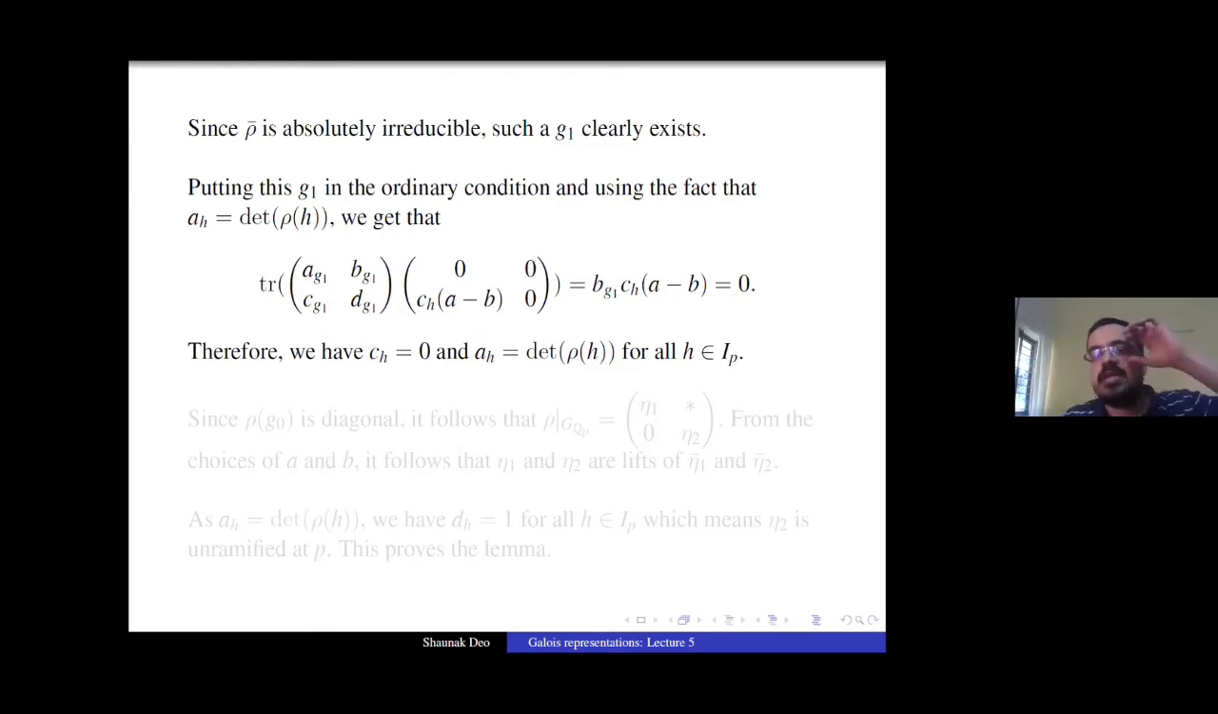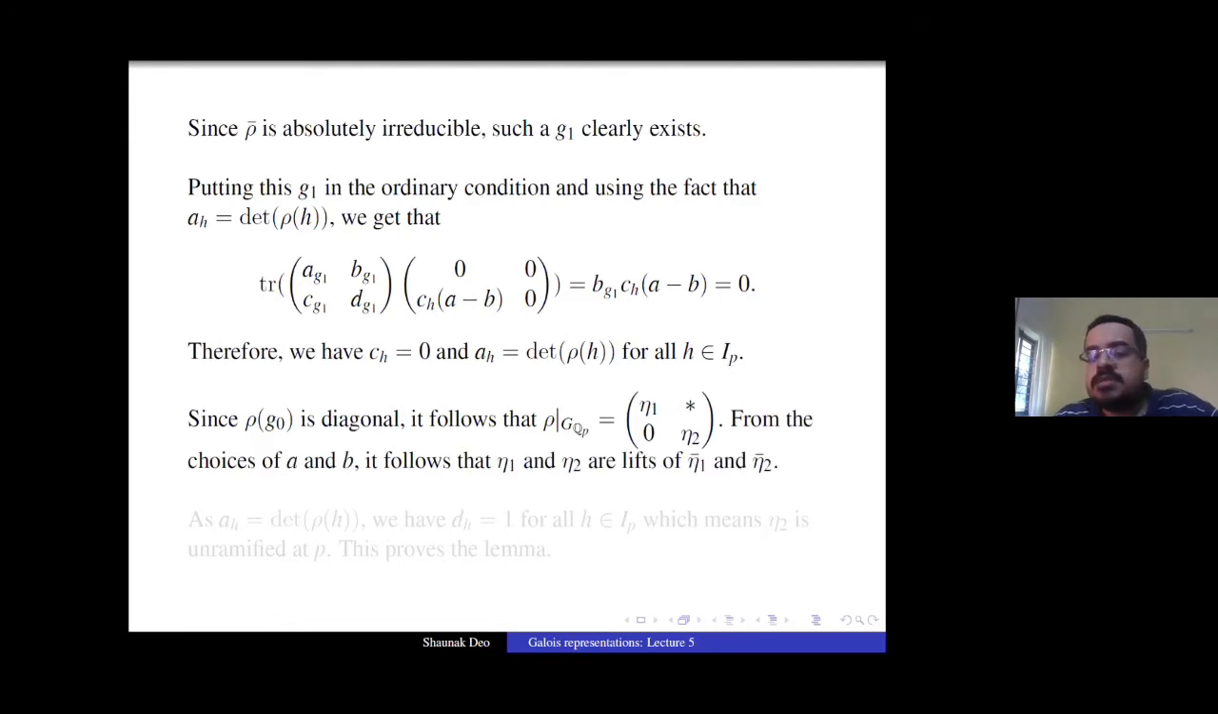So what we have proved is that the representation of the inertia group is upper triangular under the basis, and rho of G naught is diagonal under this basis that we have gotten. So rho of G naught is diagonal, rho of inertia is upper triangular, and your GQP is generated by inertia and Frobenius. So rho restricted to GQP is also upper triangular. So it looks like eta 1, star, 0, eta 2, because A and B are chosen such that A is lifting eta 1 bar of G naught, and B is lifting eta 2 bar of G naught.